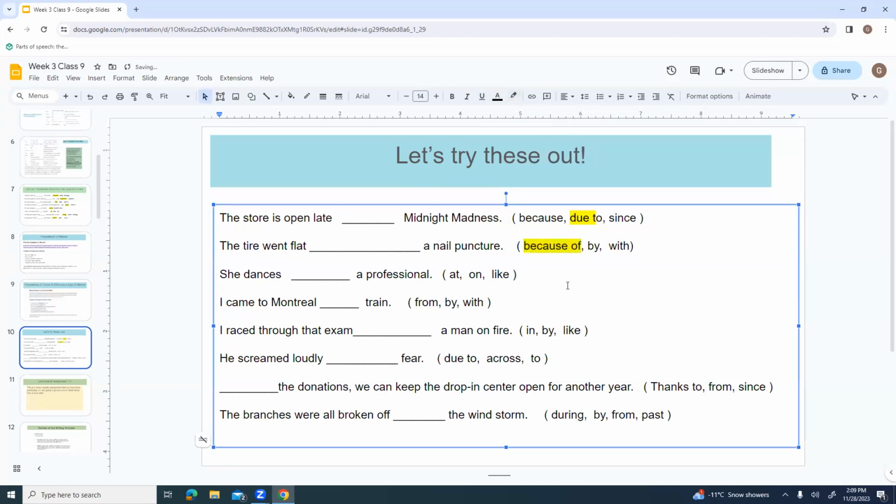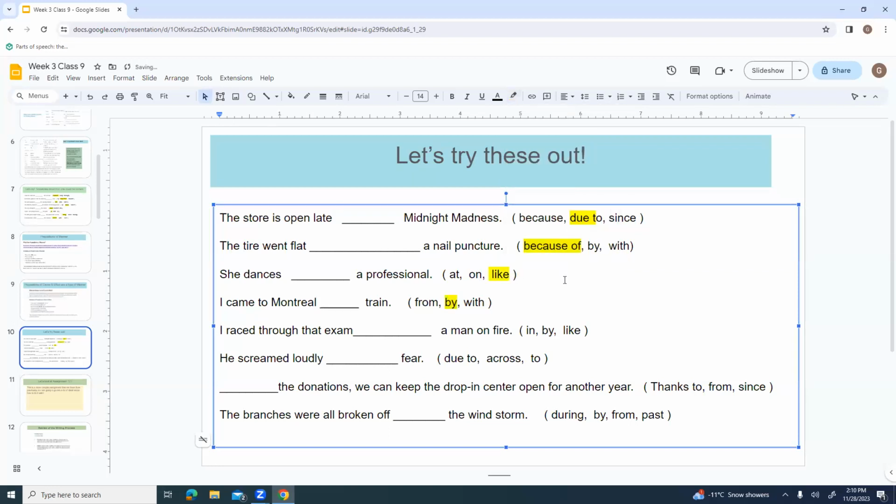She dances at a professional, on a professional, or like a professional? I really hope she is not dancing on some poor professional. No, they're comparing her. The manner that she does it is just like a professional. I came to Montreal from train, by train, or with train? By train. That's the manner that they came, was by a train.